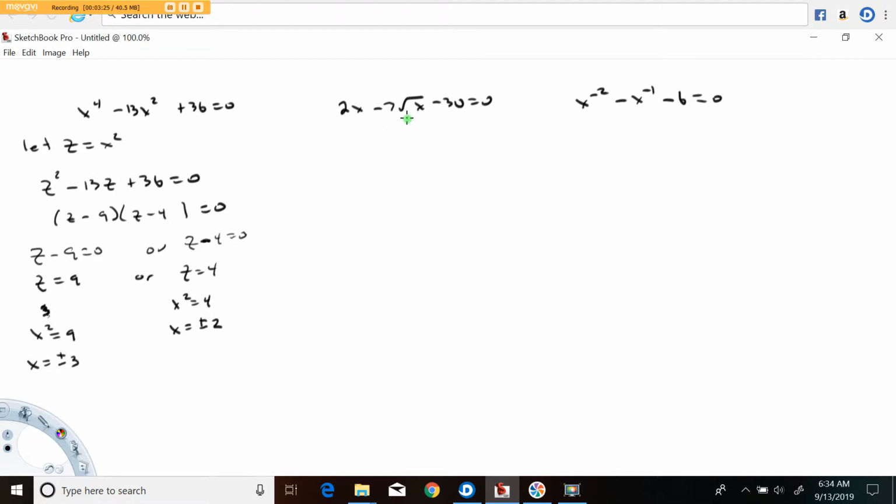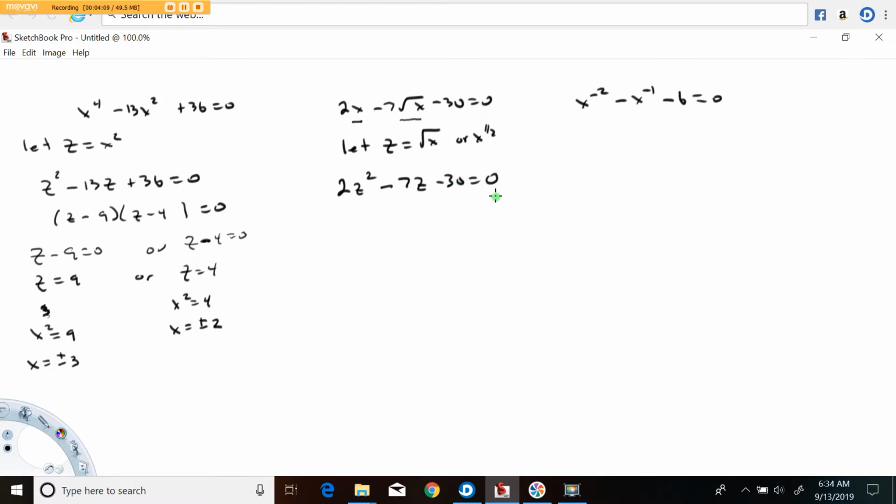Now, this square root of x, the power on that x is actually 1/2. And then this is x to the first. So this is equal to this thing squared. So another good substitution here, we're going to do this again. Let z equal square root of x, or you could write this as x to the 1/2. Those are the same thing. And now this is going to become 2z squared minus 7 times z minus 30 equals 0.